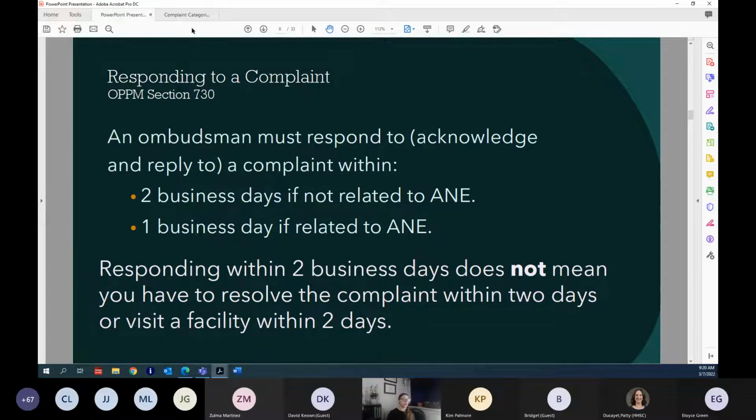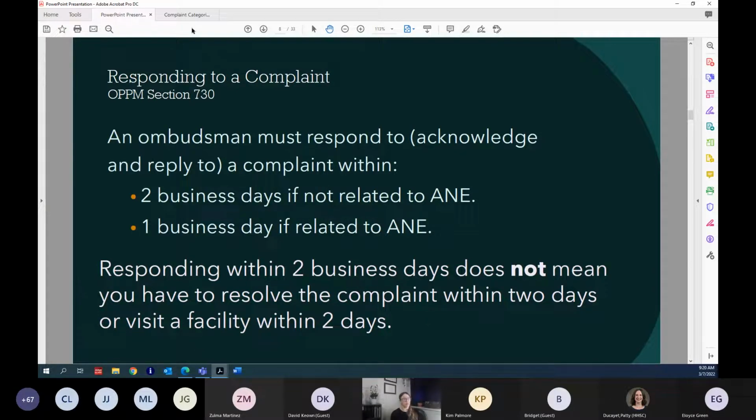So if you get a complaint that says, my mom lives in a nursing home and she's being abused by a caregiver, we need to let them know that we will assist them, but we're not the ones that investigate and determine whether or not abuse happened. Here's the number for complaint and incident intake. This is stuff, again, that hopefully you're familiar with.